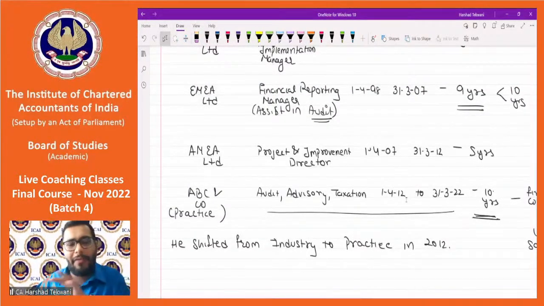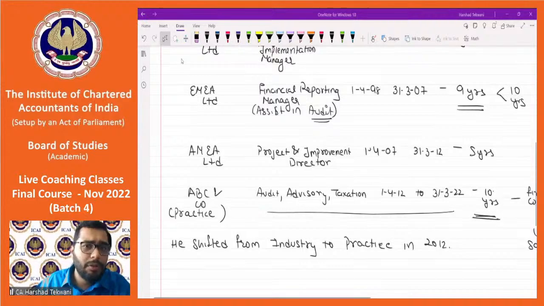Just to shift it from industry to practice, you can totally ignore it because he himself has standalone practice experience in audit, sufficient enough to qualify for a peer reviewer. Are you getting my point? I hope, Sairam, this has provided the answer to your question. The answer you submitted, so it will explain why there is a difference. Any doubt, guys? Any doubt?